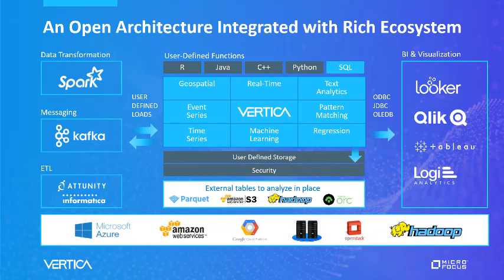At its core, Vertica provides a toolbox with just about everything one could ask for, whether that be real-time analytics, event and time series, geospatial or machine learning. And where users want something not found in the box, there's the ability to create user-defined functions written in Python, C++, Java or R. With its open architecture integrated with a rich ecosystem, Vertica sits beautifully with hundreds of third-party tools for data transformation, messaging, ETL, BI and visualization.